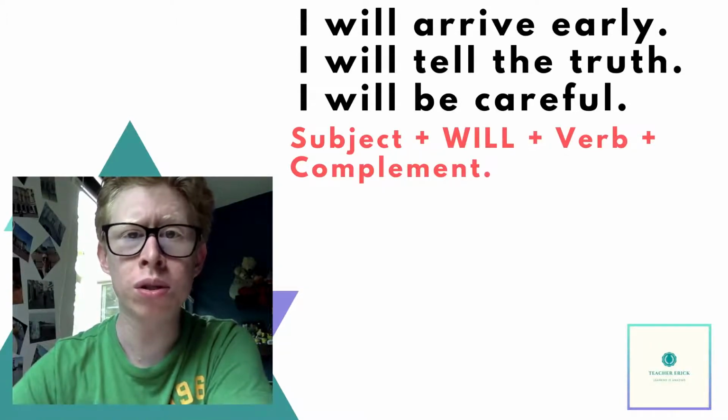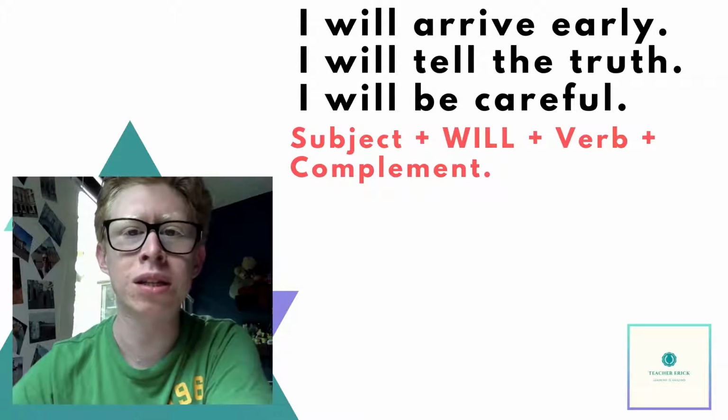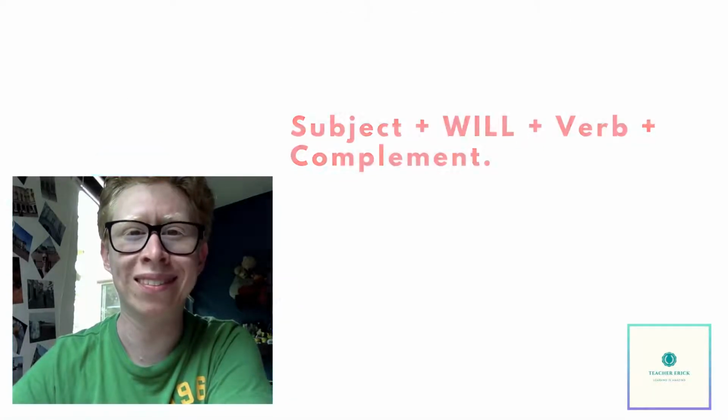All these promises start with a subject. Then we have will. After that, we have a verb in the base form. It means no modifications. And finally, we have a complement. As an option, we can add a time expression at the beginning or at the end of the sentence. For example, I can say, tomorrow I will arrive early, or I will arrive early tomorrow.